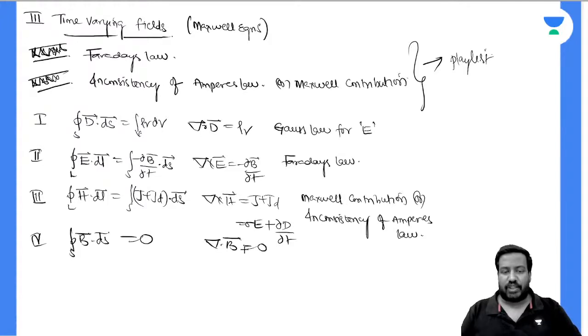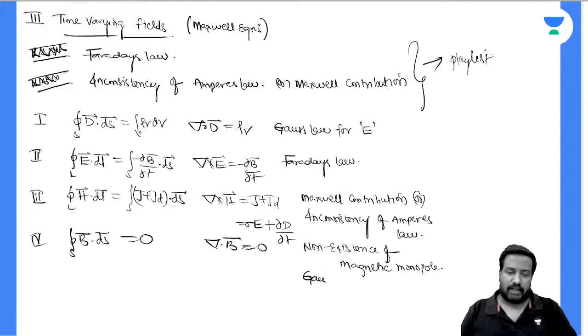Fourth equation, no change: closed surface integral of B dot dS is equal to 0, which implies del dot B is 0. B field is a divergence-less field or solenoidal field. This is from the property of non-existence of magnetic monopole. A magnetic monopole does not exist. They always exist in pairs, like north and south pole. It is also called Gauss law for magnetic fields.